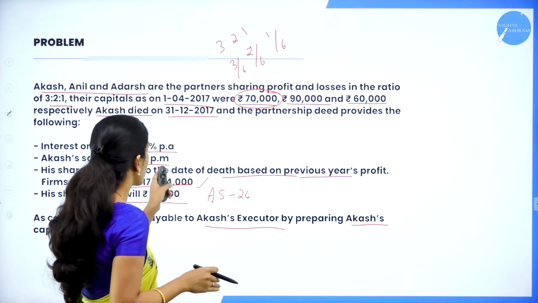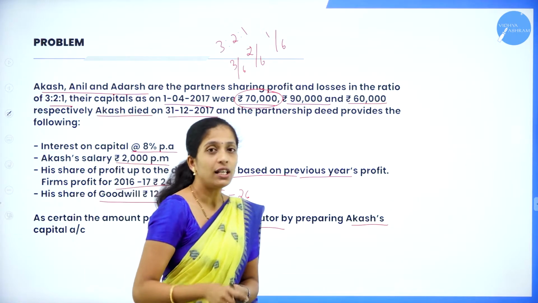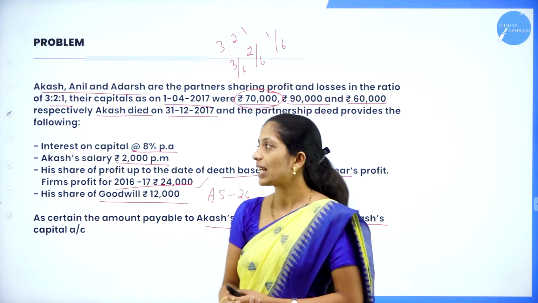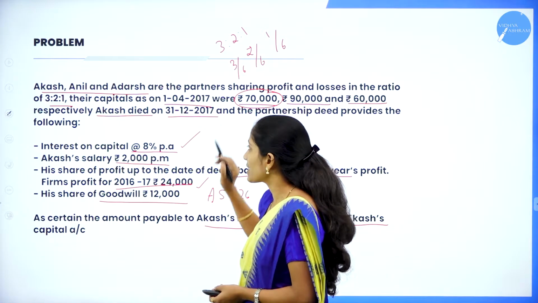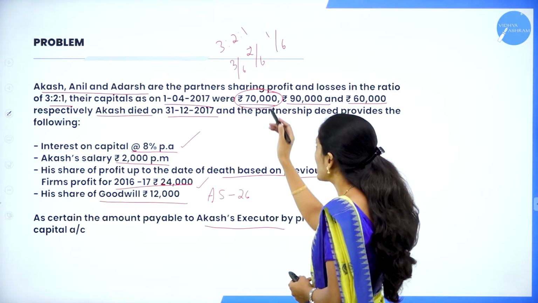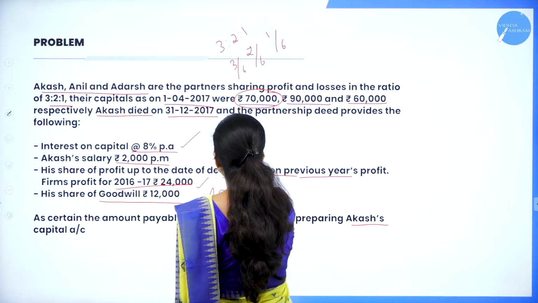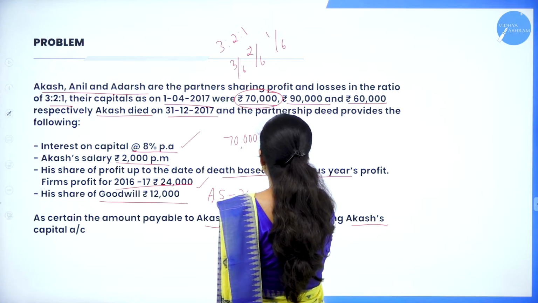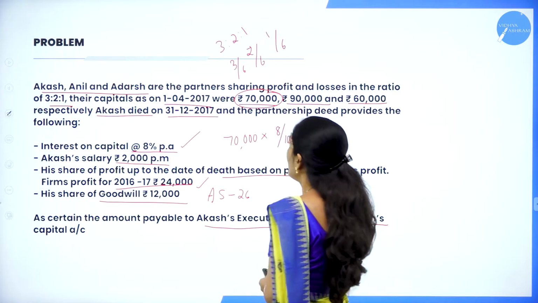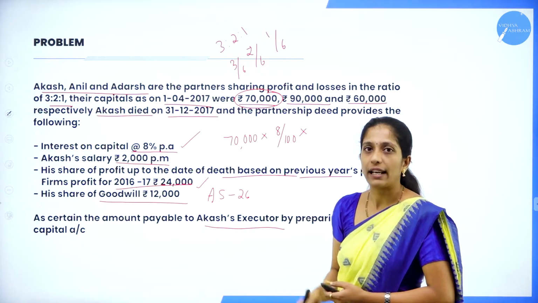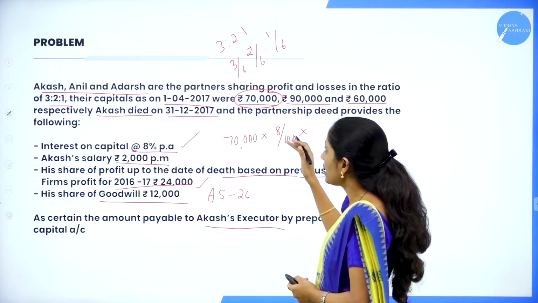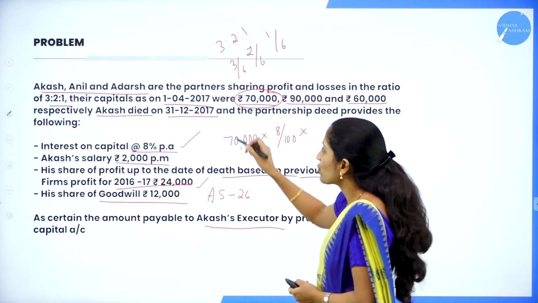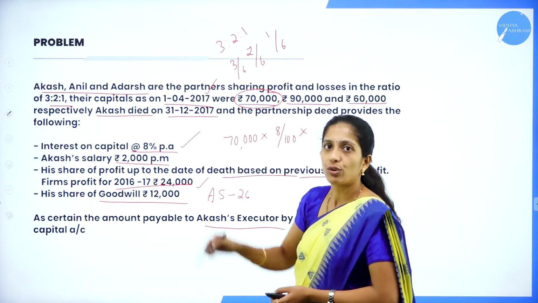Next, see the conditions one by one. What have they told? They have told that interest on capital has to be given at 8% per annum. We know the capital, so capital is 70,000. What is the rate of interest? It is 8%. So this is how you are going to calculate the interest, and we have to see the months. The months start from 1/4/2017.